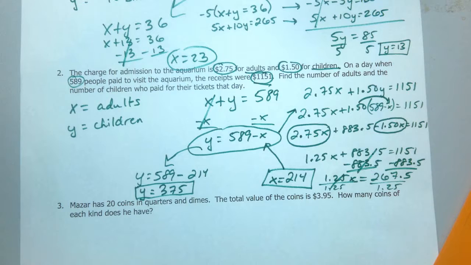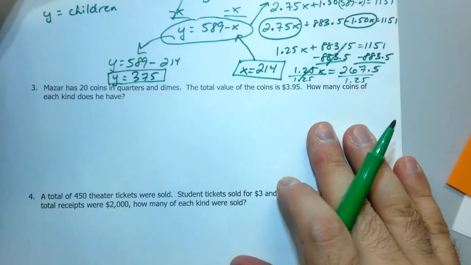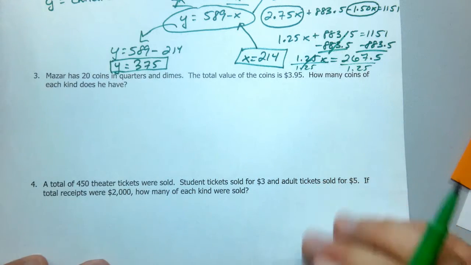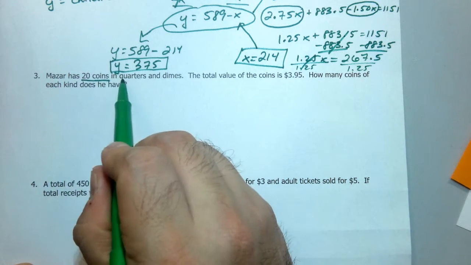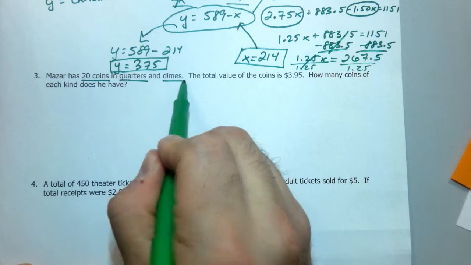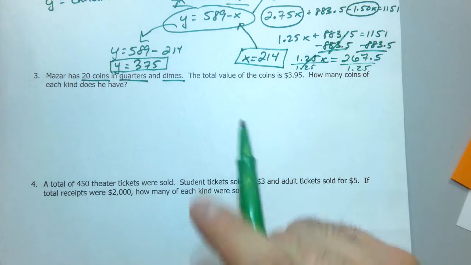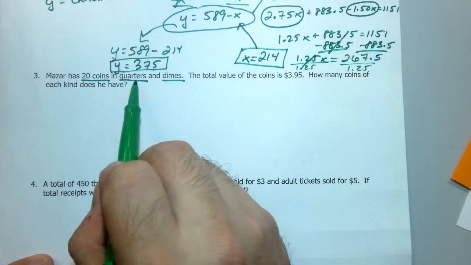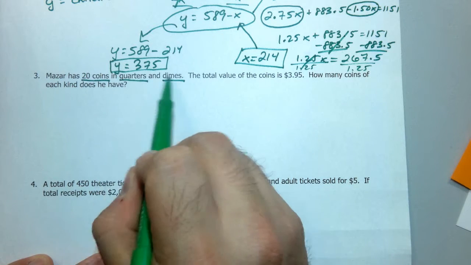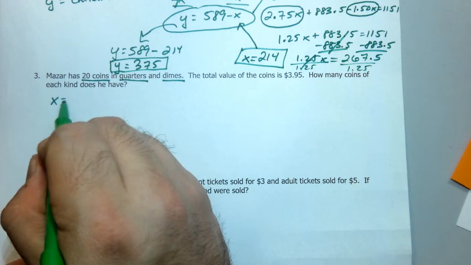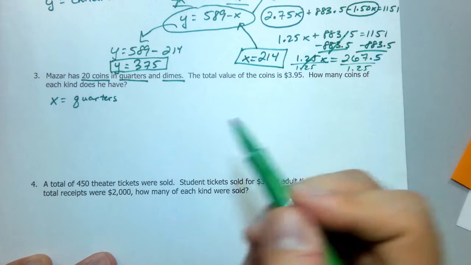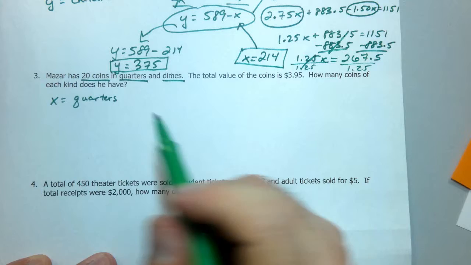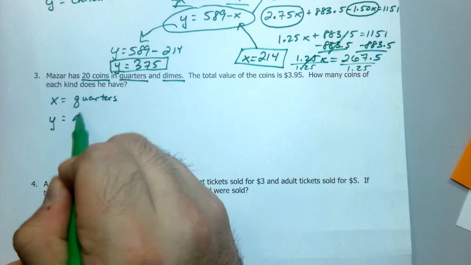Okay, now if you look down here, it's talking about coins. So coins are different because you have to know how values are written as coin amounts. So let's just talk about the fact that we need to set this up first. There's quarters and dimes. So I'm going to say that X is quarters. Now if it helps, you can use Q and D for dimes if that helps you not get them mixed up.